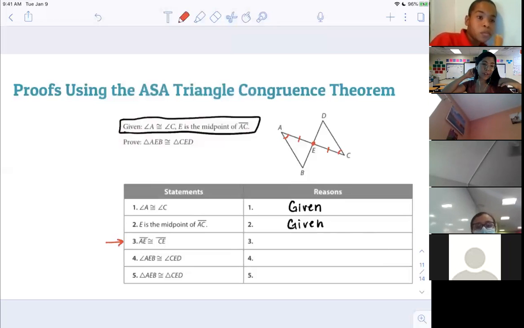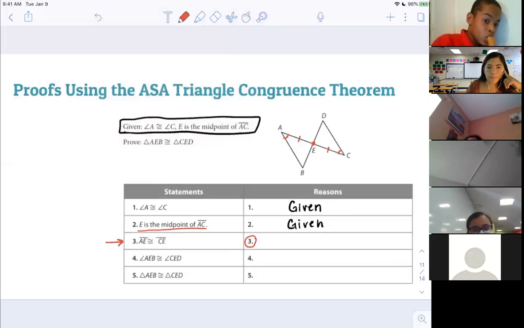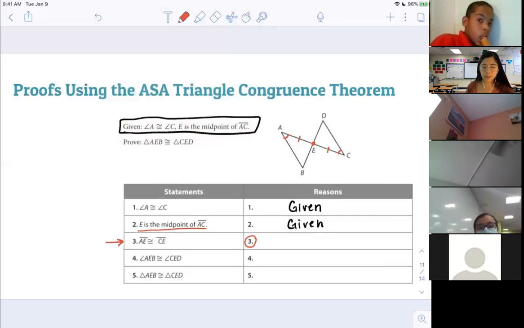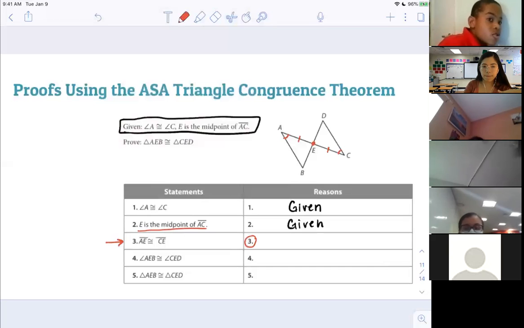Okay, so here's one strategy to always use. Remember, we've used this in the past: if I'm trying to figure out number 3, I want to look back at number 2 and look for any keywords. What keywords did they give us in number 2? Midpoint. And remember, Daniel and Tyrone both answered this perfectly. They said that because E is the midpoint, that means that AE is congruent to EC.